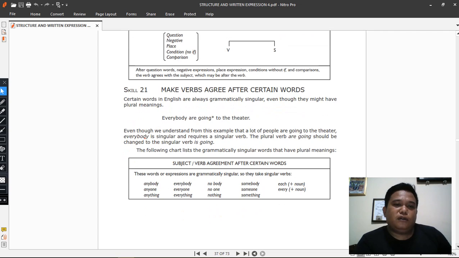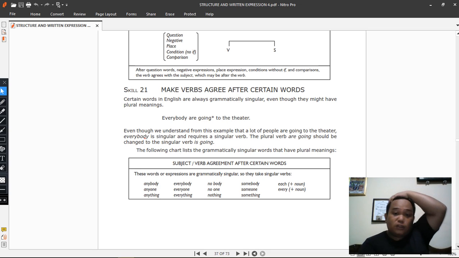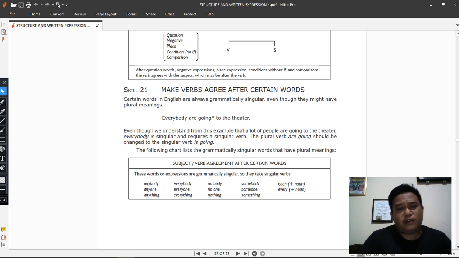And we go to skill number 21, make verbs agree after certain words. Certain words in English are always grammatically singular, even though they might have plural meanings. Everybody are going to the theater. Even though we understand from the example that a lot of people are going to the theater, everybody is singular and requires a singular verb. So that's what I said before. When you use the words everybody, everyone, everything, anybody, anyone, nobody, somebody, each, you use the singular form, so the verb must be singular.